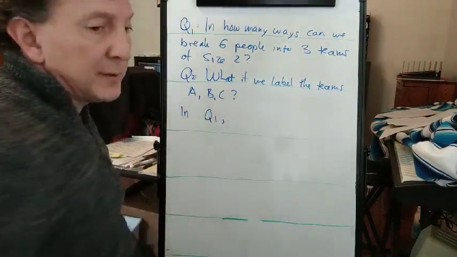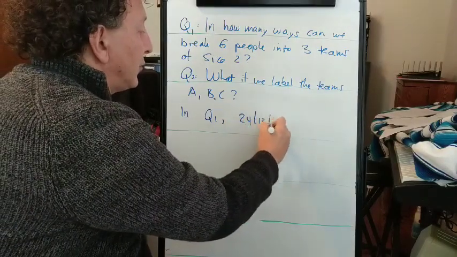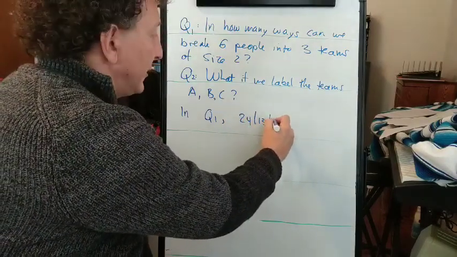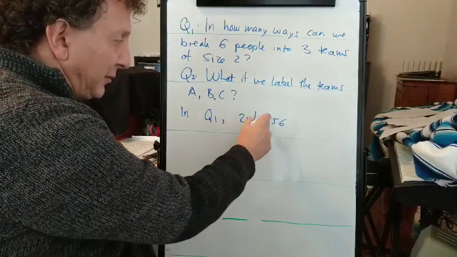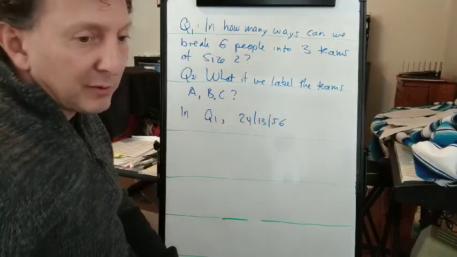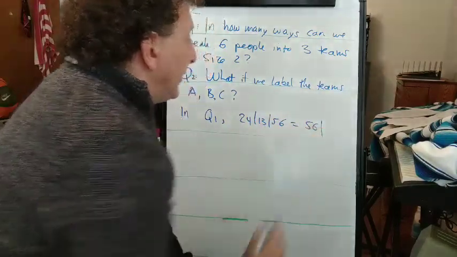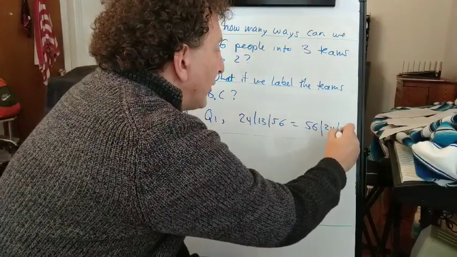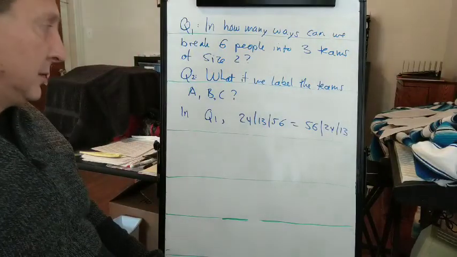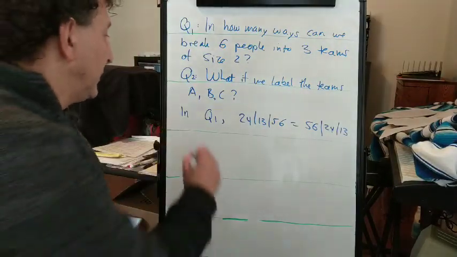So in question 1, 2, 4, 1, 3, 5, 6. These vertical lines are supposed to tell us that these 2 people are on the same team, those 2 people are on the same team, those 2 people are on the same team. This is equal to 5, 6, 2, 4, 1, 3, because all we care about is who's on a team with whom.